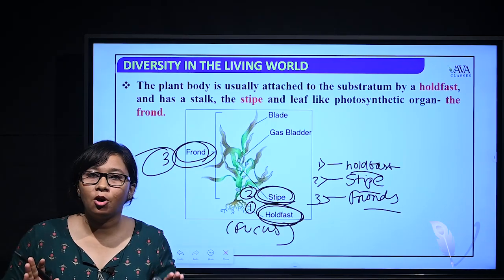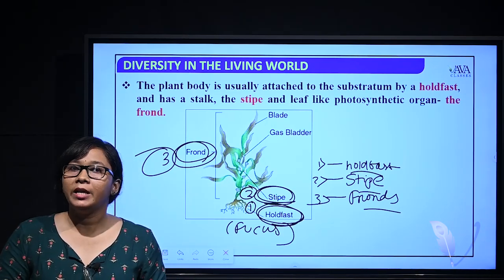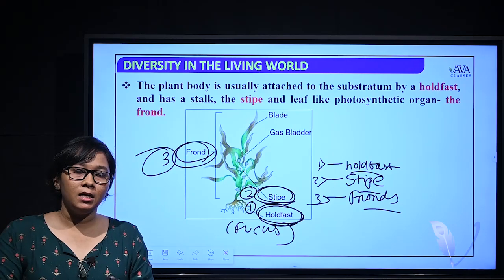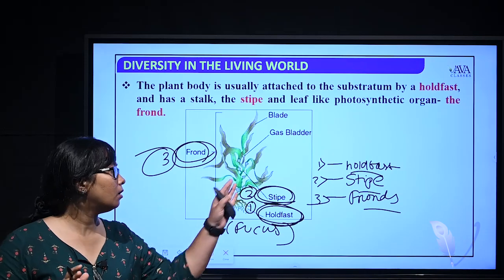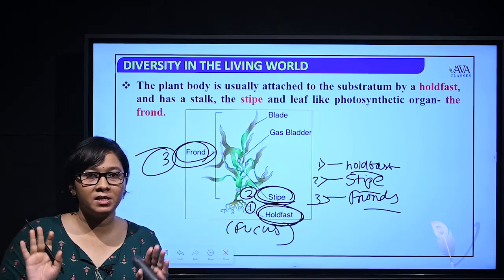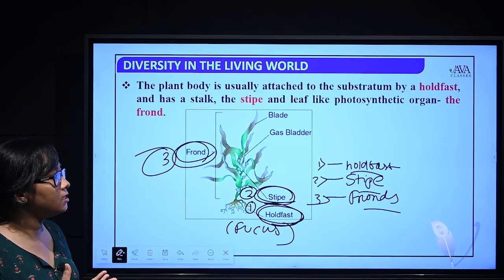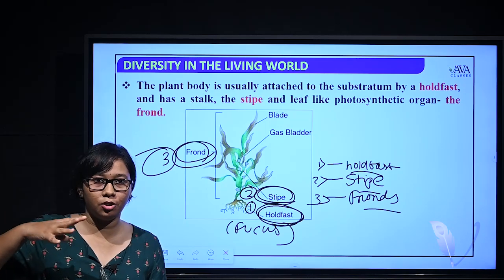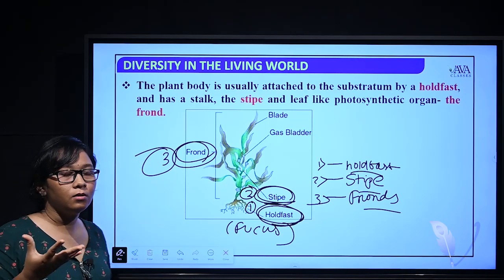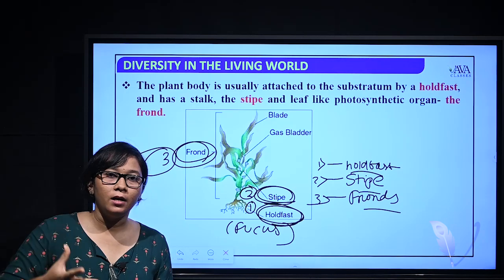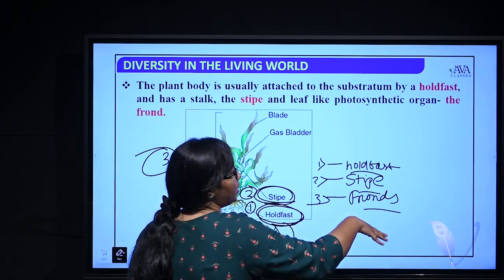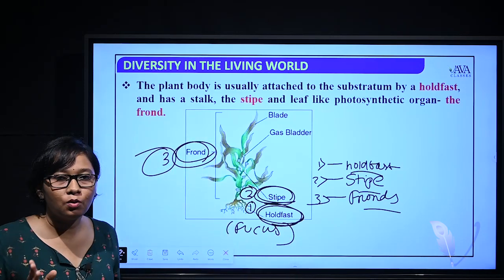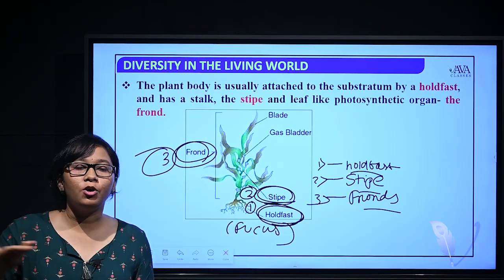The holdfast term is not new for you. In green algae, just like in your Oedogonium, you have already known what holdfast means. Holdfast is a completely anchoring structure. What is its function? It helps in the attachment of the organism so that the organism won't flow away.